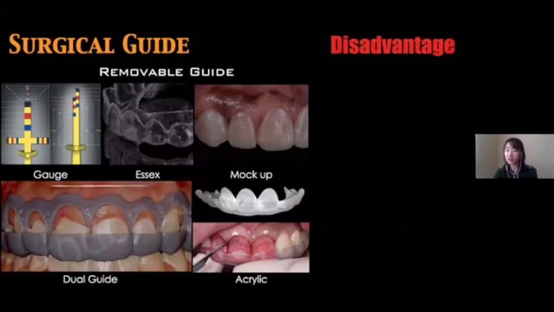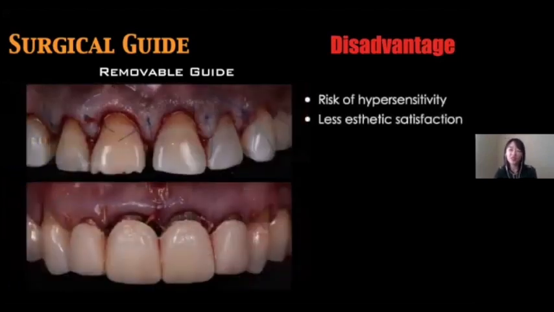And of course, there's a disadvantage. Otherwise, I wouldn't talk about the advantage of the fixed guide, right? So the disadvantage for the removable guide is the risk of hypersensitivity and less aesthetic satisfaction. For example, for the top case, as you can imagine, I expose certain root surface because I need to bring the margin more apically. So the patient will have certain hypersensitivity during the healing.